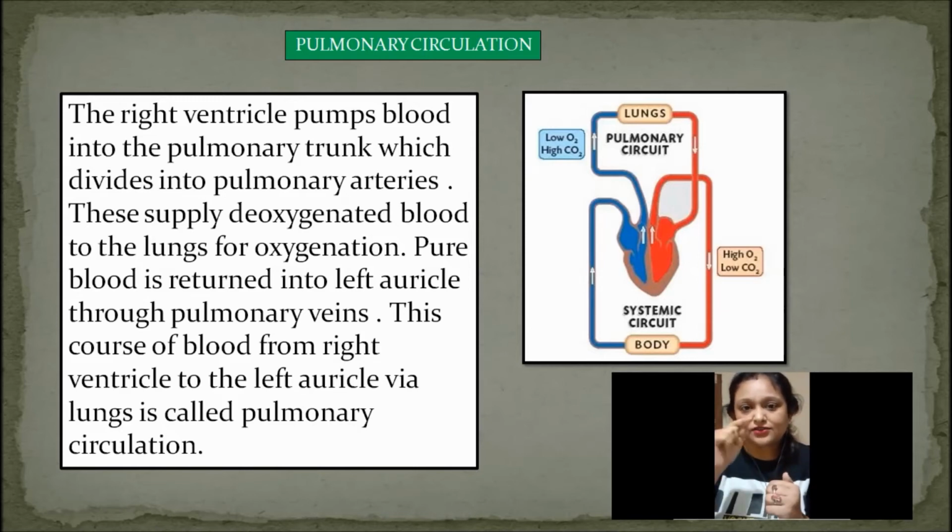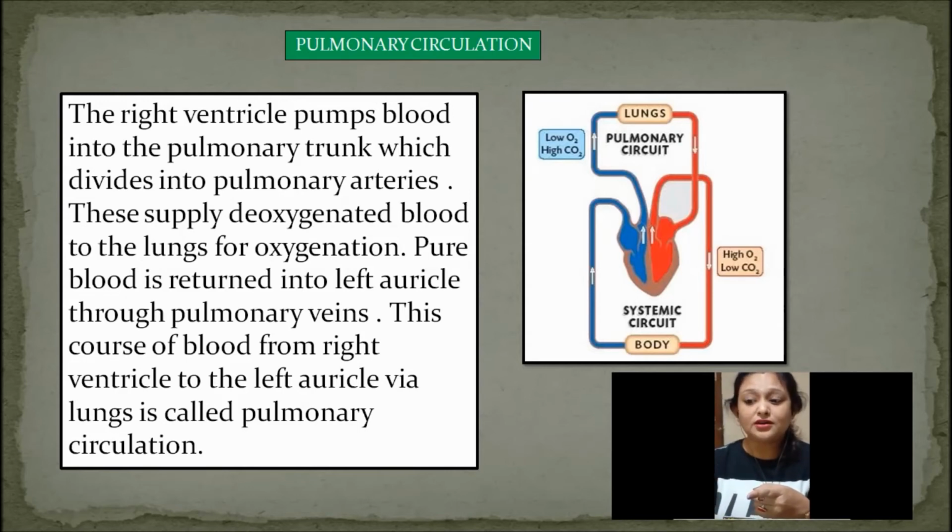And from inside the heart, from the right auricle to the lungs, and from the lungs to the heart, that is the pulmonary circulation. So these are the two phases, systematic circulation and pulmonary circulation. These two phases are complete. You can see the diagram.